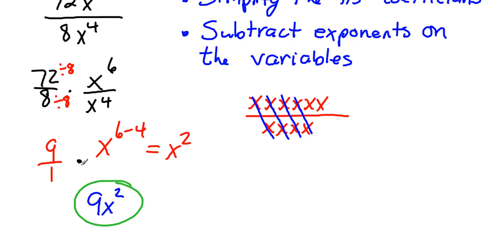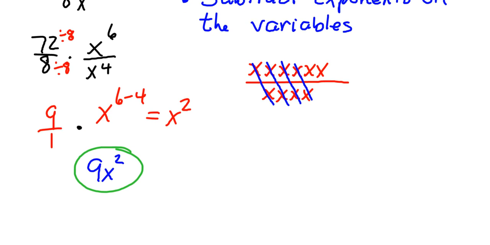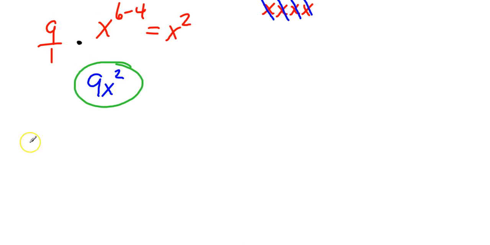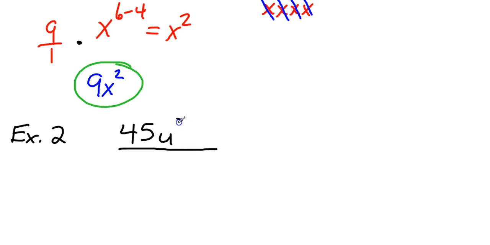All right, if they give you more than one variable, just do it one variable at a time as you're going through this thing. So let's go with 45 u to the third v to the fifth over 36 u to the 4th v.